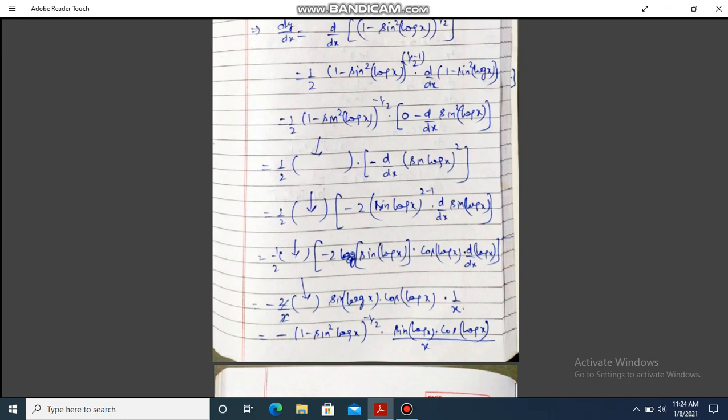So finally you get your answer as minus times 1 minus sine square log x to the power minus 1 by 2 into sine log x into cos log x upon x. When you are aware of these trigonometric formulas, then you will be able to shorten this form of the answer by using the formula 2 sine a cos a is equal to sine 2a. That means you multiply by 2 and divide by 2, then in the numerator you will have 2 sine log x into cos log x. That will become sine twice log x. So that I leave on the students to decide.